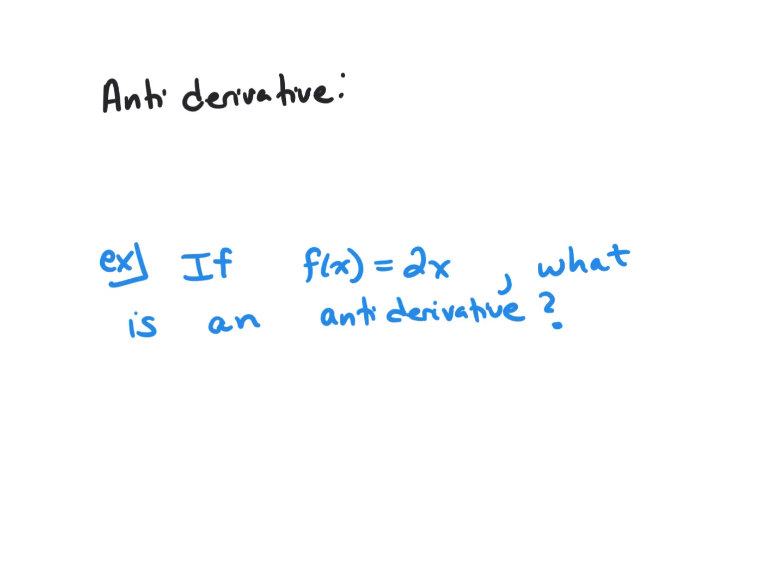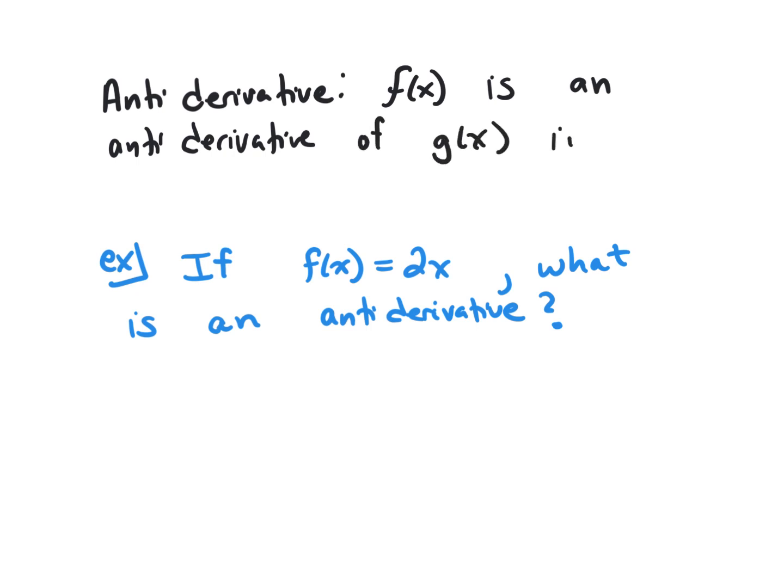So we're going to start looking at what are called antiderivatives. Antiderivatives are going to be kind of the opposite of doing a derivative. So we can say f of x is an antiderivative of g of x if, when I take the derivative of f of x, I get g of x. Okay? So essentially what we're given is the derivative and we're trying to find the original function whose derivative would be that given function.